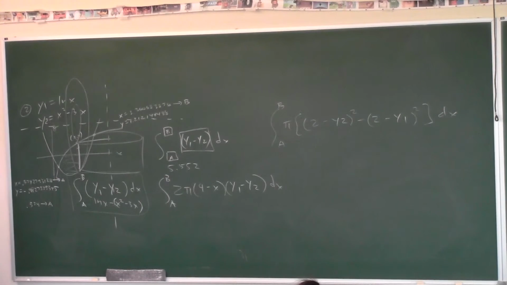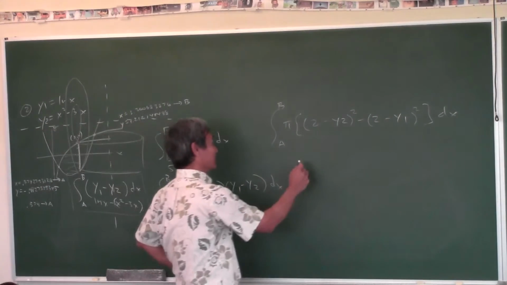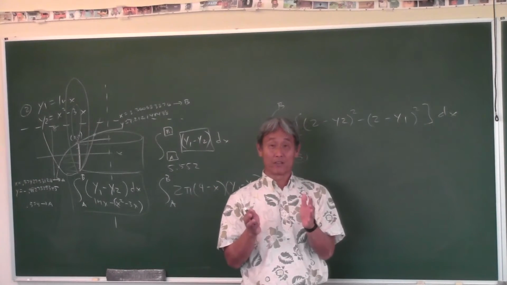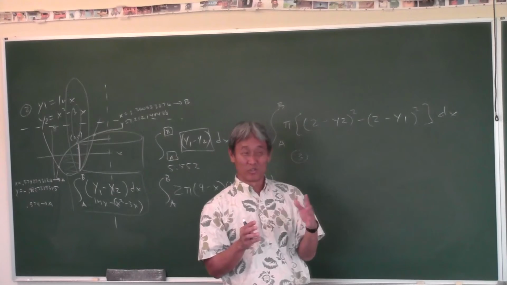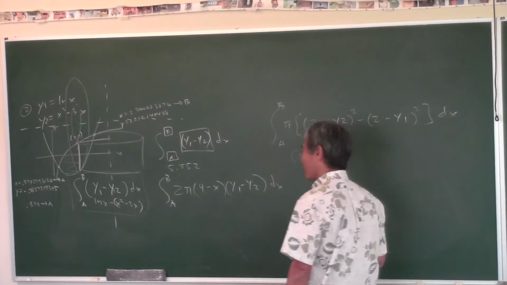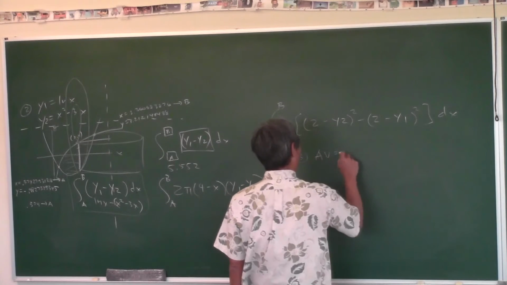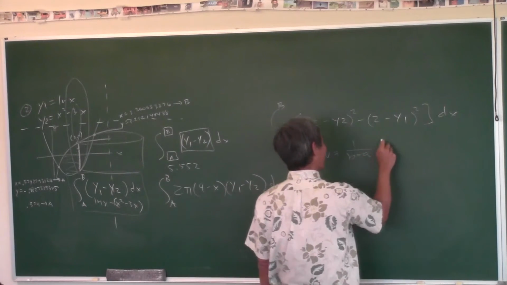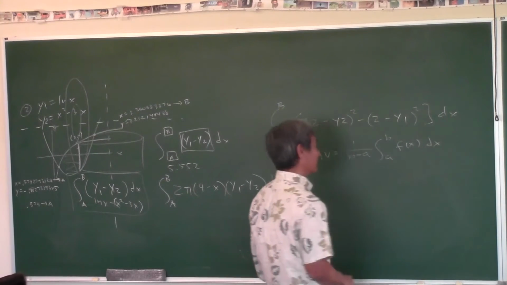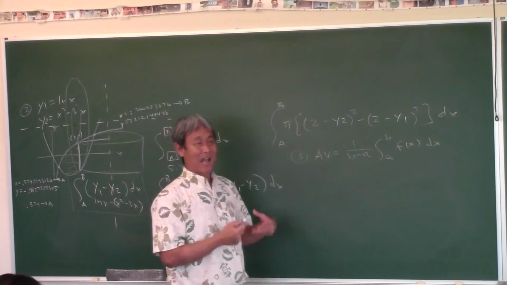Okay, do we need to go to number 3? Yes. Okay, average value. Oh no! What was the formula? I'm going to tell you, average value is going to come up 2, 3, 4 times on the AP exam. What's the formula for average value again? 1 over b minus a integral from a to b of f of x dx. Does that look familiar?